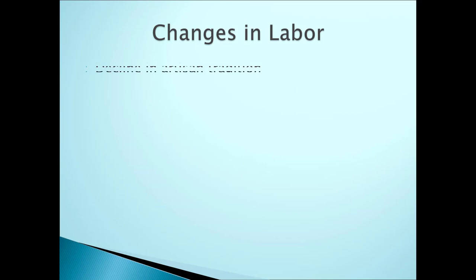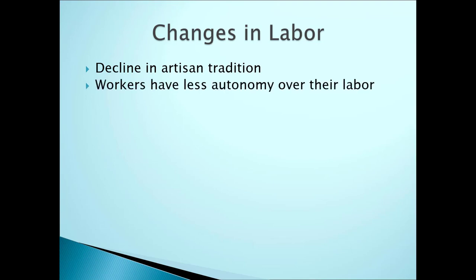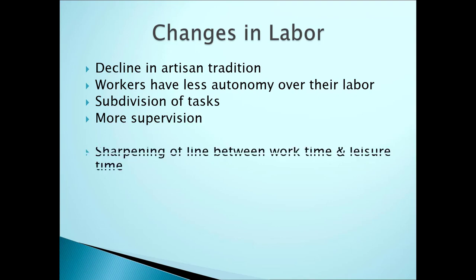And like I said, there's changes in labor. There's a decline in what we call the artisan tradition, the person who makes a pair of shoes from the beginning to the end. And the workers have less to say or autonomy over their labor. You've got a supervisor, you've got a boss. And subdivision of tasks. Oh man, Mr. Ford's going to really take this and run with it. You no longer know half the time what you're making. You're told to sit there and put this screw in this hole. And you don't even know what you're putting the thing in for. That's just what you do. But you become very good at putting that screw in that hole. You get more and more people telling you what to do and more people watching you do it.